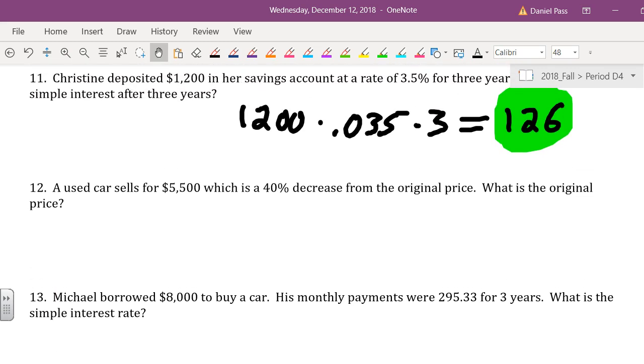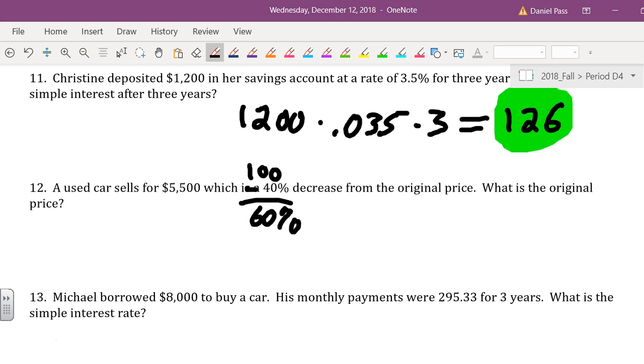A used car sells for $5,500, which is a 40% decrease. What is the original price? Okay, so let's see. Is this one where we have to subtract as well? No? Yeah, so we have to subtract 40% from 100, right? And use 60%.